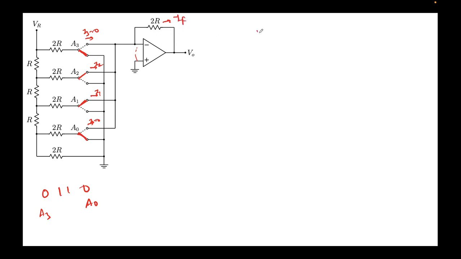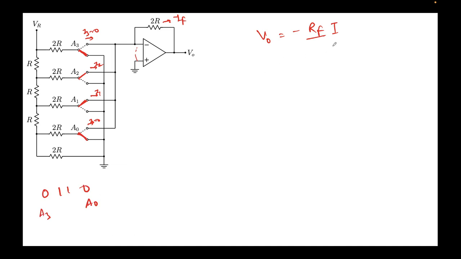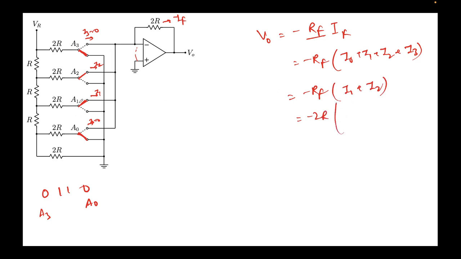From our operational amplifier, we know that V out is nothing but minus RF into IF, the current flowing through here. And IF, in every case, is I0 plus I1 plus I2 plus I3. And we know that I3 and I0 are 0, so this will become I1 plus I2, right? And RF is 2R. I1 is the current flowing through here, and we saw that here the factor 2R becomes 4R, and then 8R for I1. So it will become VR over 8R, and for I2 it will become VR over 4R.